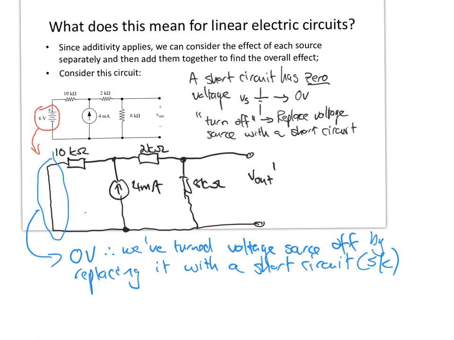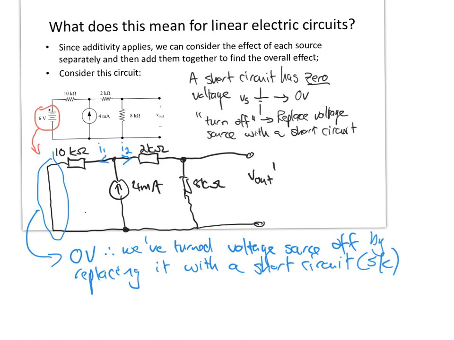Let's give some of these currents some names. So we're going to call this current flowing here I1, and this current here flowing is I2. And you can see that we've got a 10 kilo ohm resistor there, and these two are in series with each other.